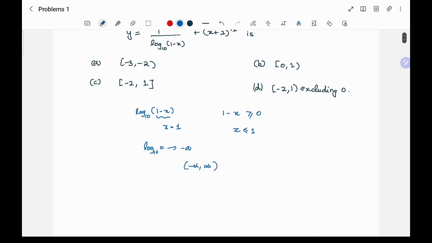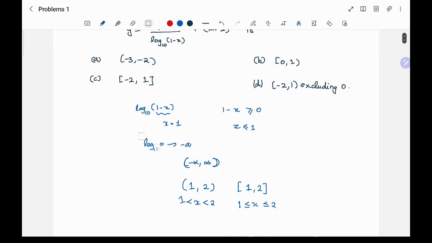We represent it like this. This curved bracket means infinity is not included. So if it is 1 comma 2 in curved brackets, it means the end numbers 1 and 2 are not included. If it is like this, it means 1 and 2 are included. So this means x is between 2 and 1, and this means strictly less than. You see the difference, right? So here x can't be equal to 1, because then it tends to minus infinity. So x is strictly less than 1.